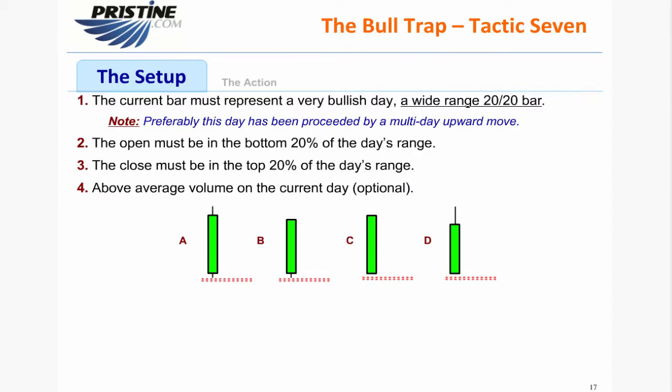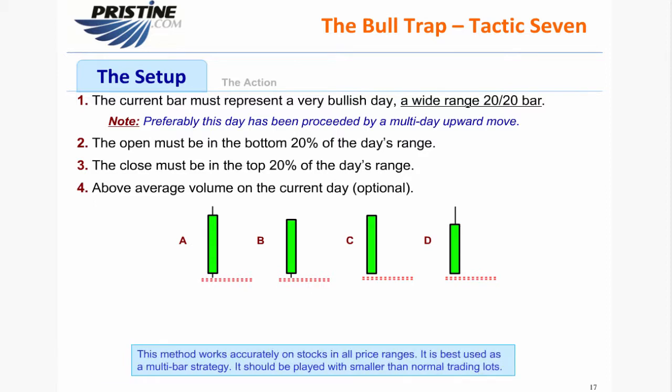The next tactic is the bull trap. And with the bull trap, it is a little different in terms of the overall setup, because the current bar, we're only looking at one here. It must be a 2020 bar. If it's preceded by multiple days having moved up, that's even better, but it's not necessarily required. So here's, again, the setup.